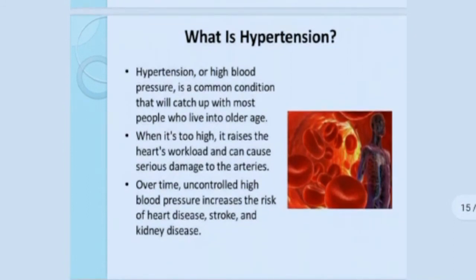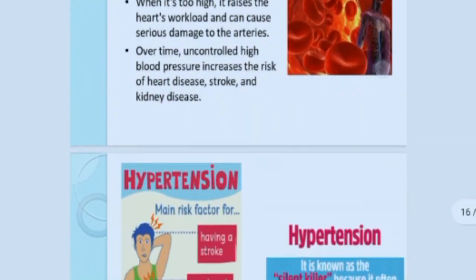What is meant by hypertension? Hypertension is also known as high blood pressure. It is a common condition that will catch up with most people who live into older age. When it's too high, it raises the heart's workload and it can cause serious damage to the arteries. Over time, uncontrolled high blood pressure increases the risk of heart diseases, stroke and kidney diseases.